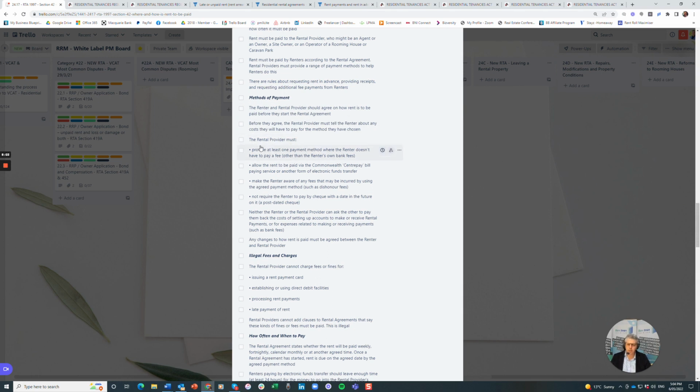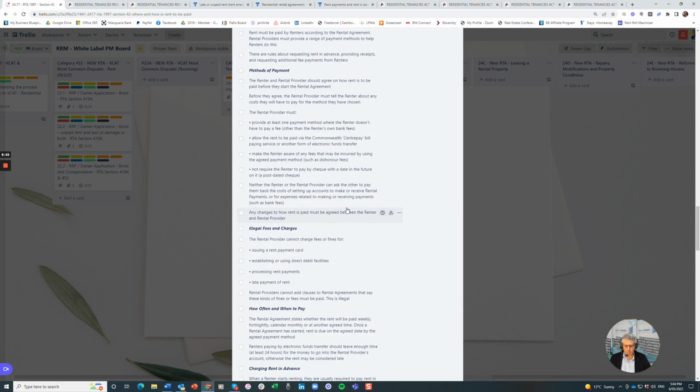The rental provider must provide at least one payment option, allow the rent to be paid via Centrepay, make the renter aware of any fees that may be incurred, and not require the renter to pay with a cheque that's future dated. That's really important that you don't allow that. Any changes to how the rent is paid must be agreed to by the renter and the rental provider.